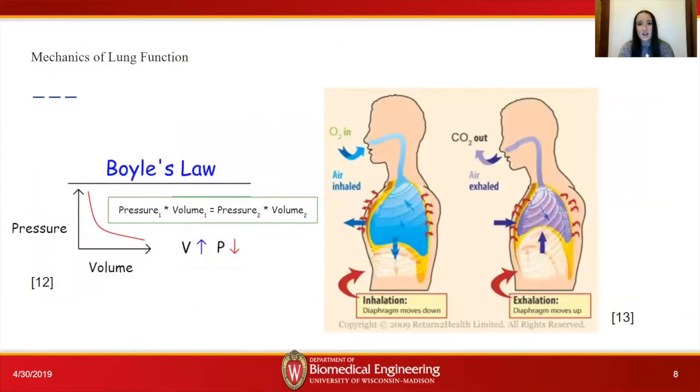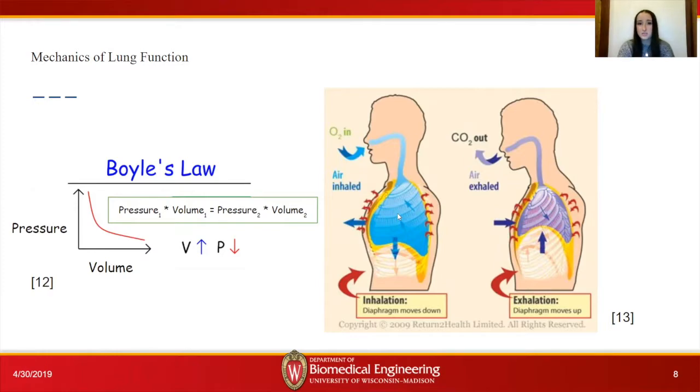So to understand how breathing works, you first need to understand a law that's called Boyle's Law. And Boyle's Law relates the volume that a gas takes up, or the space that a gas takes up, and the pressure that's felt by that gas. So as you can see in the line graph here, as volume increases by Boyle's Law, so as you move to the right, you'll actually see pressure decrease. So this can be applied to when you're breathing.